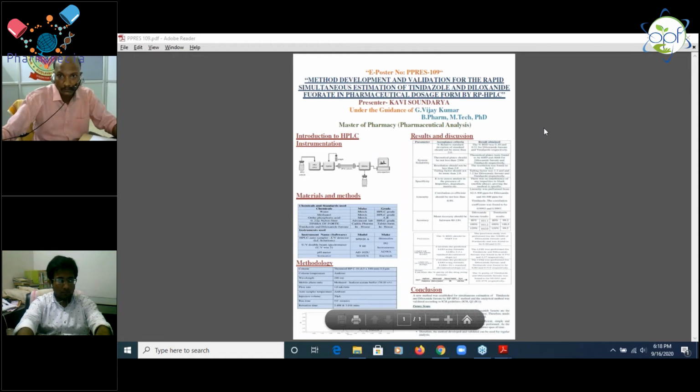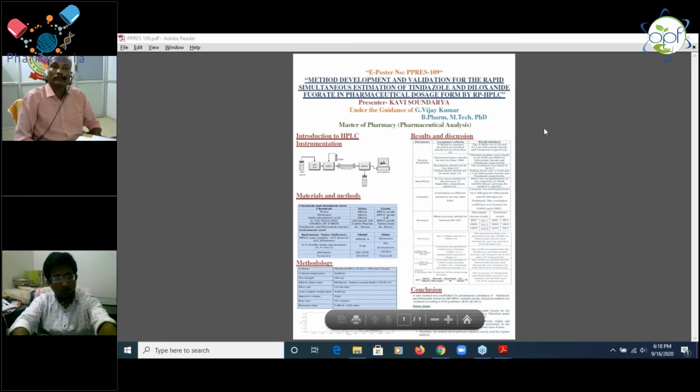Specificity is performed so that there is no interference of impurities, degradants, matrix or placebo used in the compound. When I injected a blank solution, there were no interferences produced in this method. Then linearity for both the compounds was performed. For diloxanide furoate, it was performed from 62.5 to 500 ppm, and for tinidazole, from 50 to 300 ppm, and both showed a correlation coefficient of 0.99.